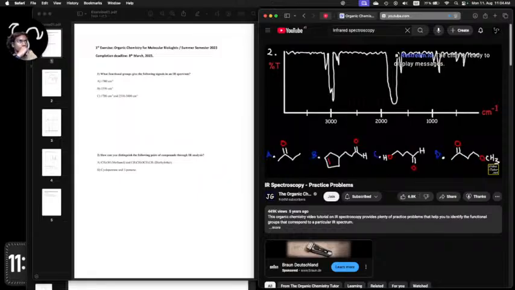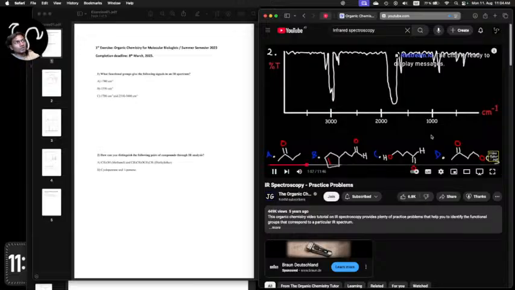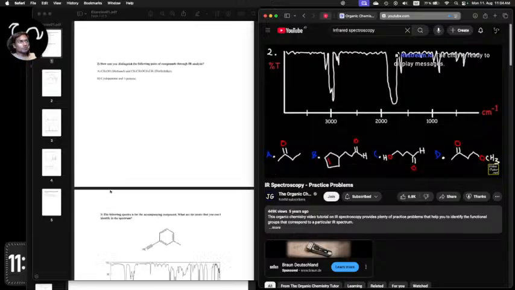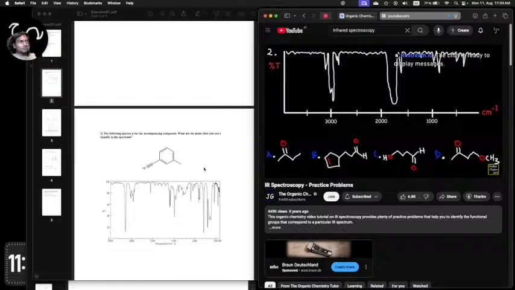Now, let's work on our second problem. Which of the following molecules corresponds to the IR spectrum that we see on the screen? Is it A, B, C, or D? By the way, for each of these problems, feel free to pause the video and work on it. And once you have your answer, just play the video to see if it's correct.